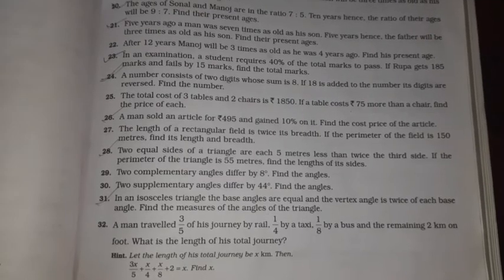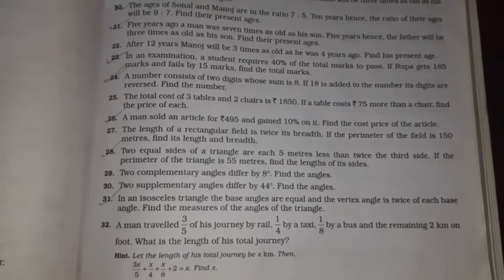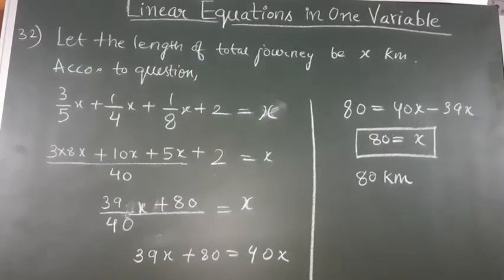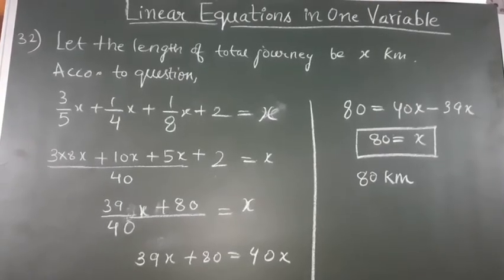So 3/5x plus x upon 4 plus x upon 8 plus 2 is equal to x. This is the equation. Now we have to find out the value of x, that is the length of his total journey. So let's get started without wasting time, students. So students, you can see the solution of this question.